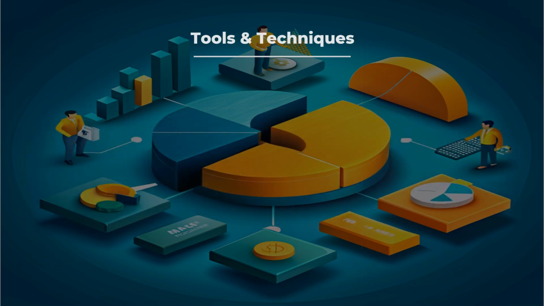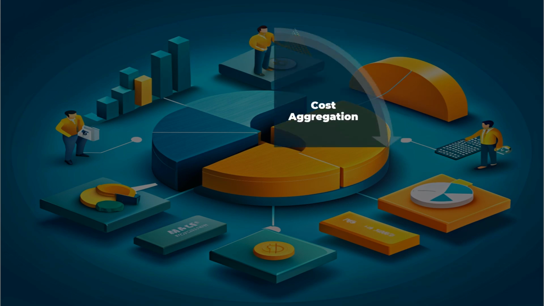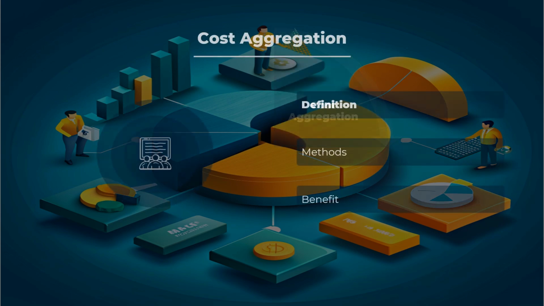Various tools and techniques can aid in determining the project budget. Let's explore some of the most effective ones. Cost aggregation. Summing up the estimated costs for individual project activities to determine the total project budget. Use spreadsheets or financial software to aggregate costs. Provides a clear and comprehensive view of total project costs. Scenario: in an event management project, aggregate costs for venue, catering, marketing, and logistics to form the overall budget.